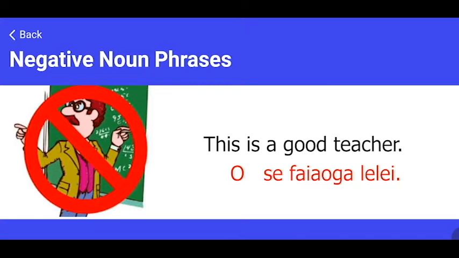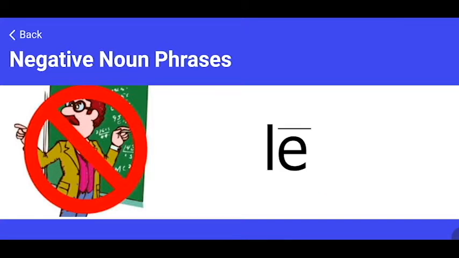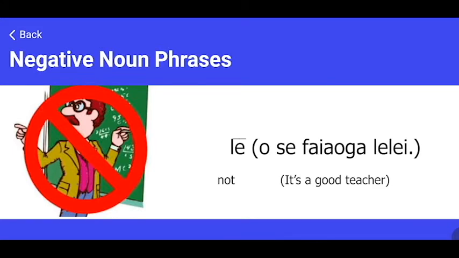O se faya ongalele. How do you say that this is not a good teacher? To negate anything in Samoan, you're going to say le. So le, once you see that, everything inside of the noun phrase is going to be not.